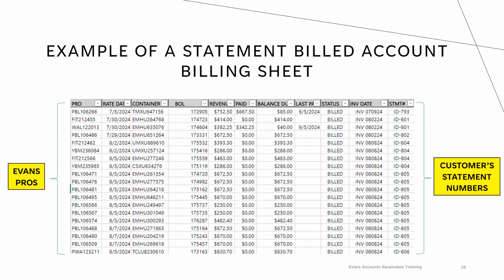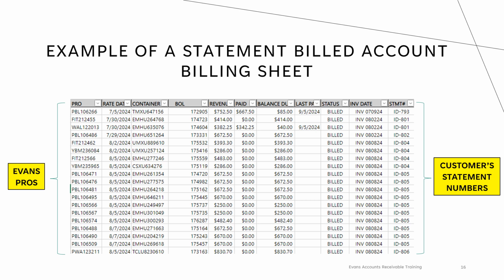This is an example of a statement bill account billing sheet. As you can see, it looks very similar to the statements that we pull from SSRS, but the biller has added three special columns. Right here at the end, you can see the status, the invoice date, and the statement number. So from this sheet, we can tell that all of these pros listed here have been billed to the customer.